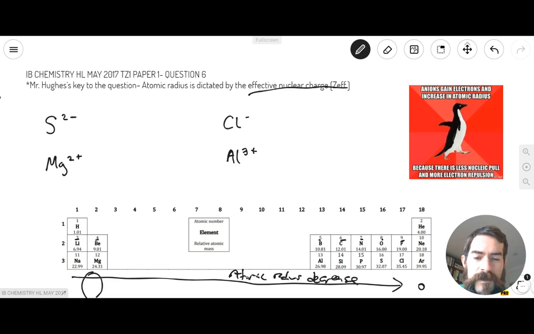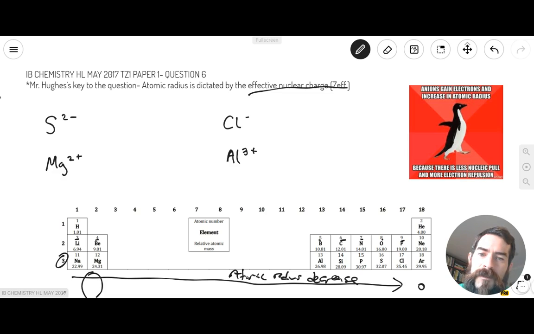Now, we've had this before as well. As you add a proton, you add an electron each time as well, but because those electrons are being added to the same energy level, they're the same distance from that nucleus, and so the nuclear charge is still as effective. So that's the general trend in atomic radius.